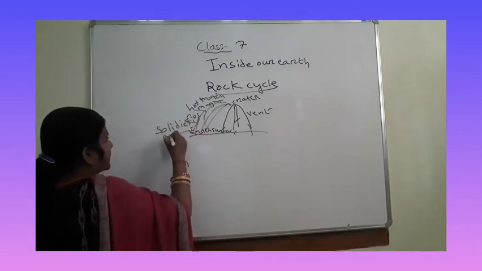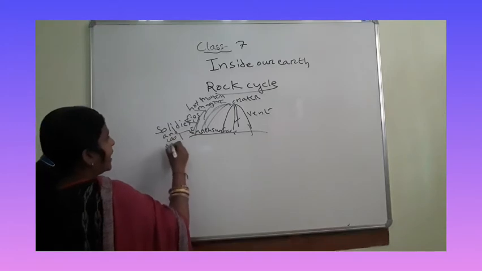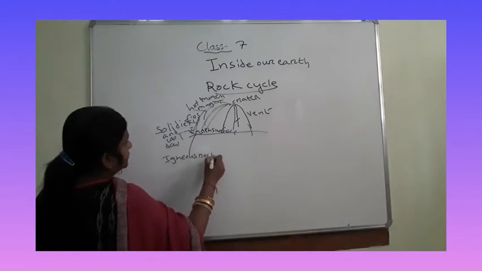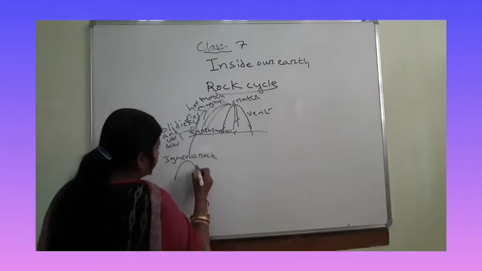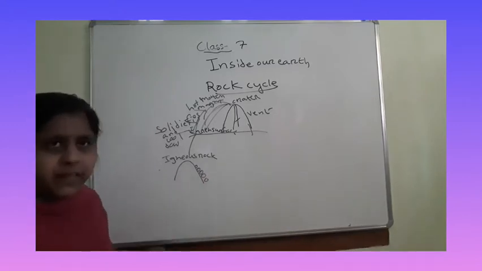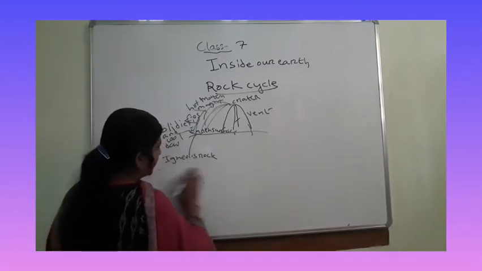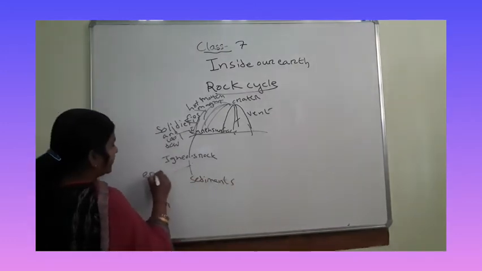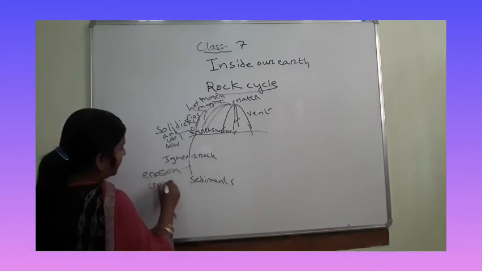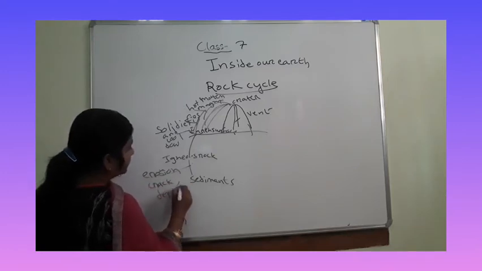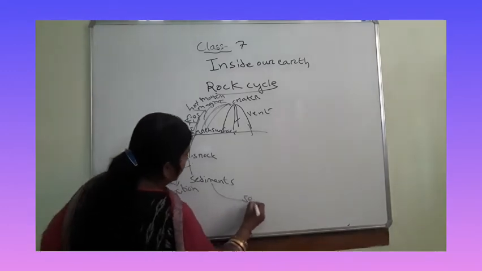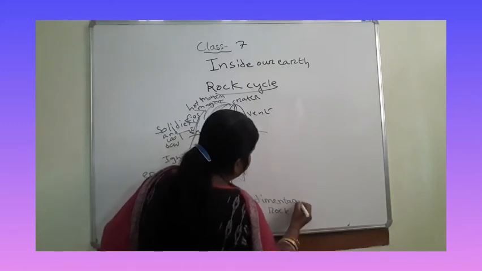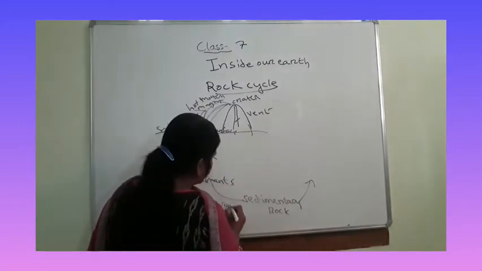Hot magma solidifies, cools down, and changes into igneous rock. When this igneous rock is broken into sediments due to erosion, due to cracks, due to deposition, it changes into sedimentary rock. And sedimentary rock is also compressed.